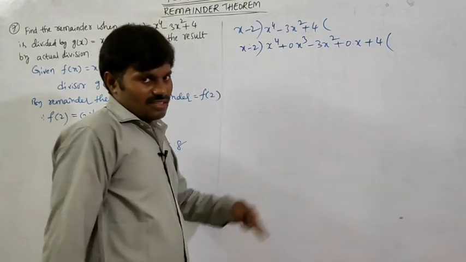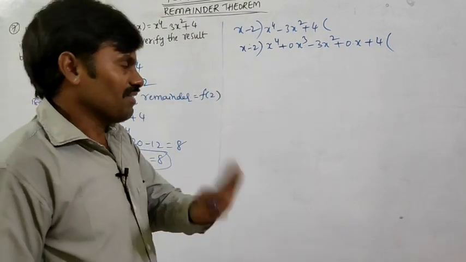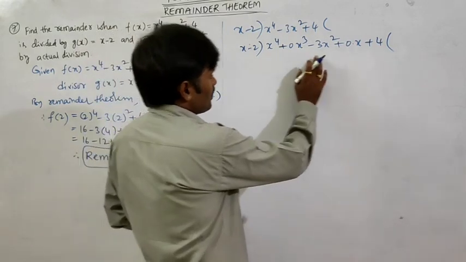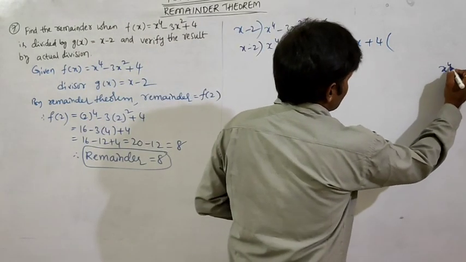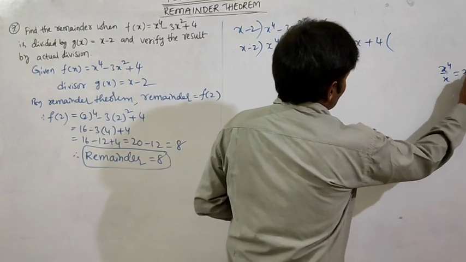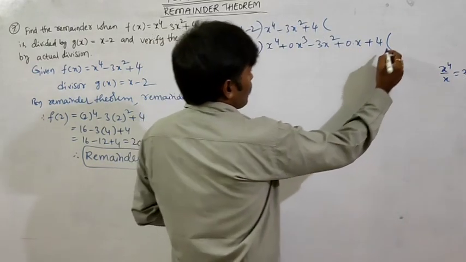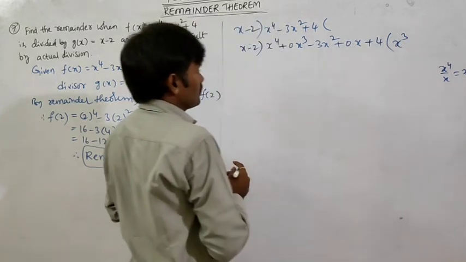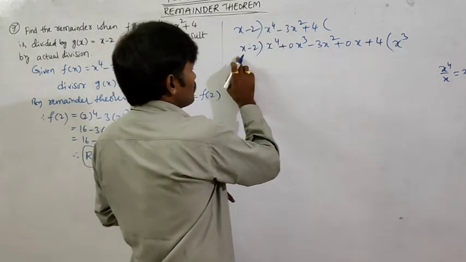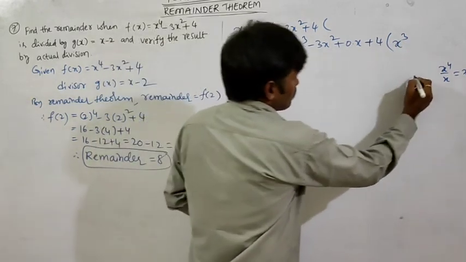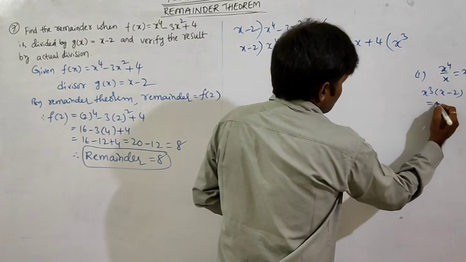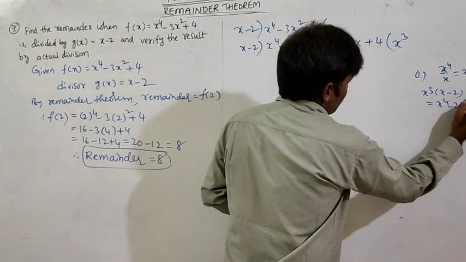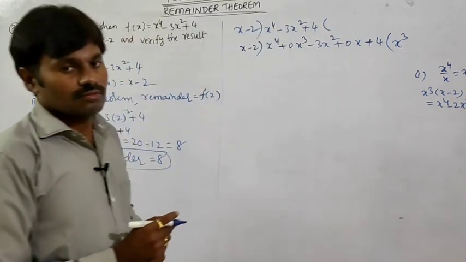Now we proceed with the method we discussed in previous classes. What is the first term of the dividend? X power 4. What is the first term of the divisor? X. So x power 4 by x gives us x cube. So x cube is the first term of the quotient. Now x cube into the divisor, step 1: x cube into x minus 2 gives us x power 4 minus 2x cube, according to the distributive property.